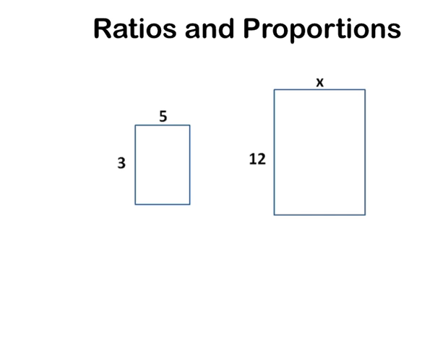Hello. Today we will be looking at ratios and proportions. A ratio is a comparison of two quantities. For example, for every 16 children, there are 3 pizza pies. I can write a ratio 3 different ways.